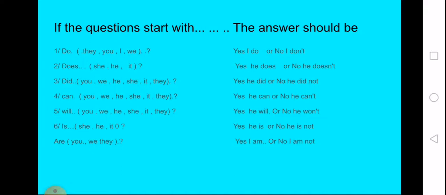Here also are did, can, will, is, and if you have been asked, are you a student? You're not going to say yes, I do. Are you a student? Yes, I am. Are you a student? No, I am not. This is about how to make or write a question by using auxiliary verbs.